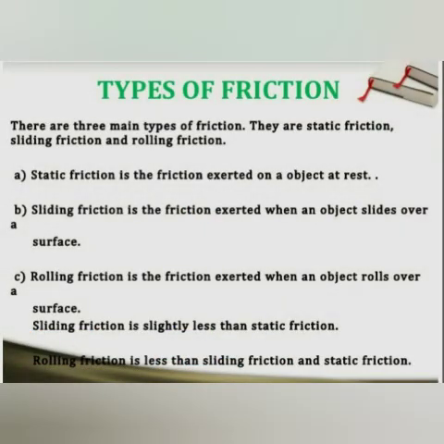Types of friction. There are three main types of friction. They are static friction, sliding friction, and rolling friction. Static friction is the friction exerted on an object at rest. Sliding friction is the friction exerted when an object slides over a surface. Rolling friction is the friction exerted when an object rolls over a surface.